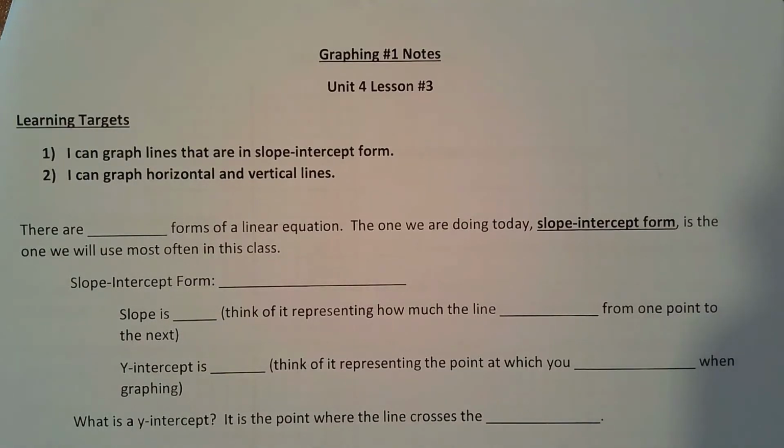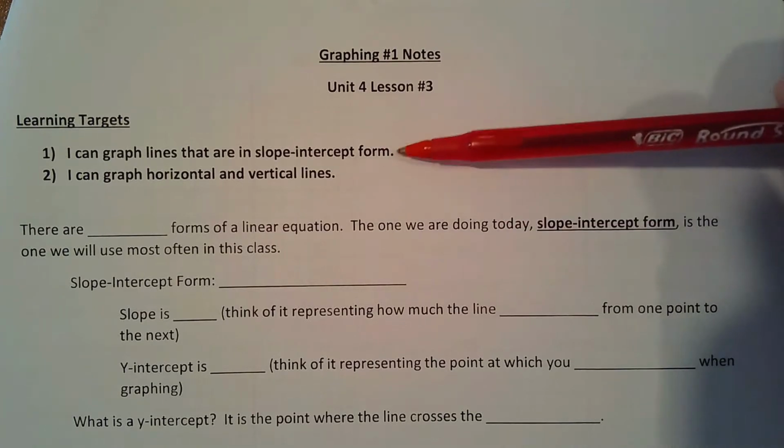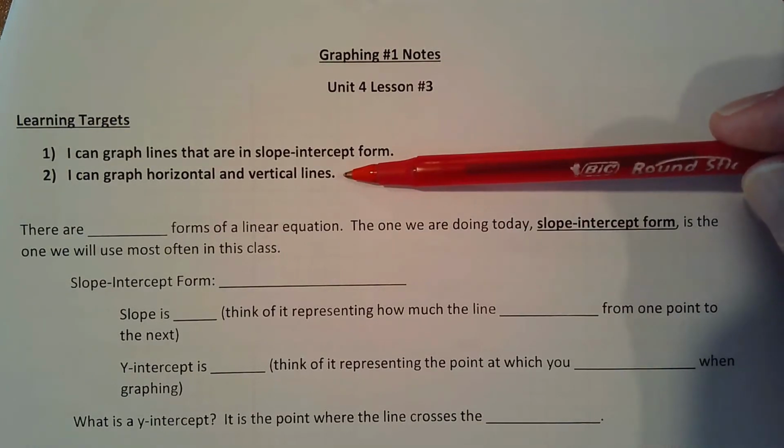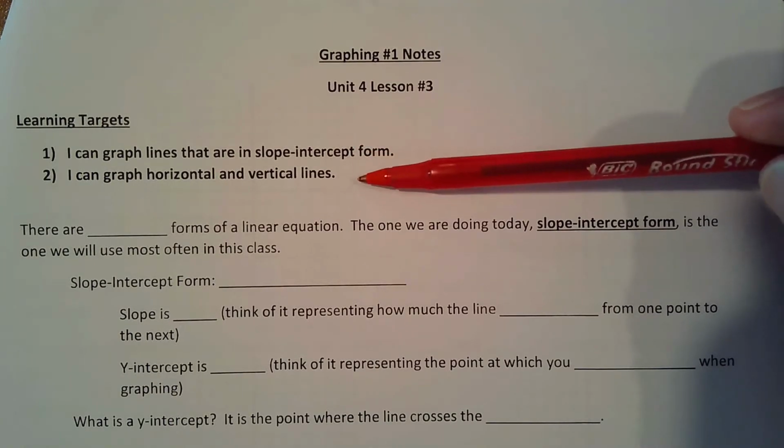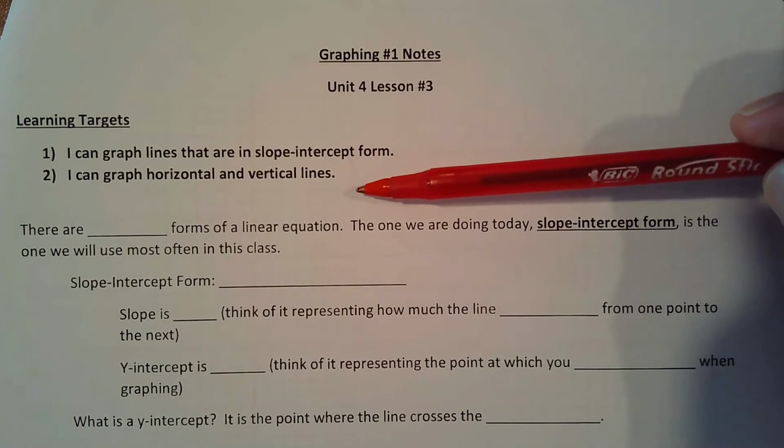Alright, so this is the video for Unit 4, Lesson 3. We're going to do some graphing today, and it's going to be a little bit faster than the graphing you are used to. We're going to do some of the shortcuts for graphing. So first off, I can graph lines that are in slope-intercept form, and I can graph horizontal and vertical lines. So these are not new to us. So hopefully this is review, and this should feel like review.